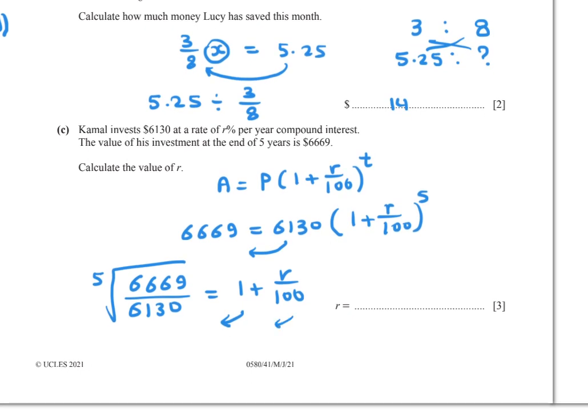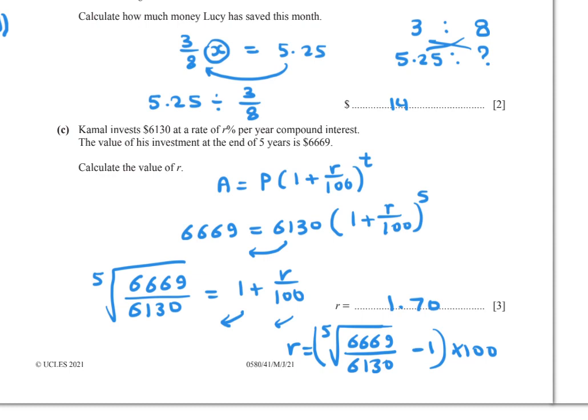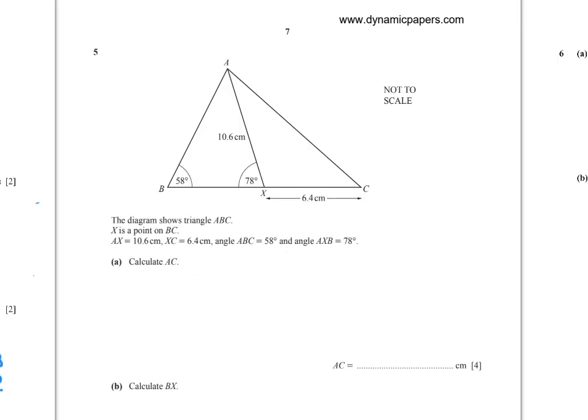So R now equals the fifth root of 6669 over 6130, then minus 1, and multiply the answer by 100 to get R. Equals 1.702 to 3 significant figures.